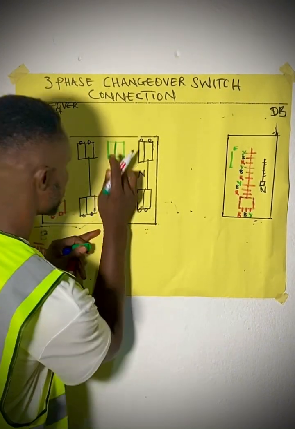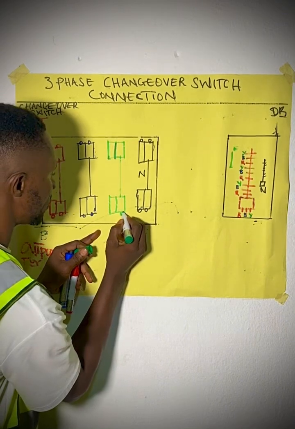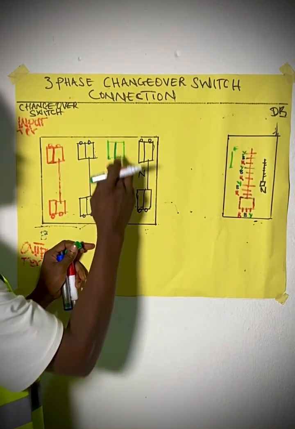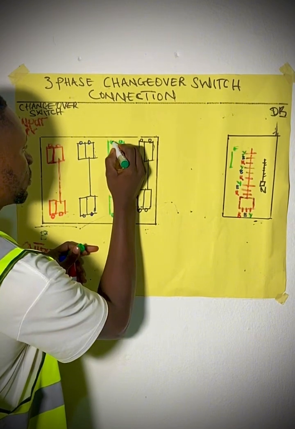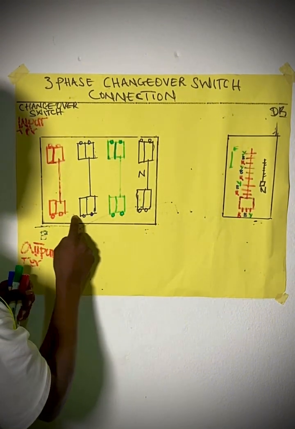So this green represents yellow phase. I don't have a yellow marker, so that's why I'm making use of green, so as not to confuse anyone. All right, so we have introduced our terminals.